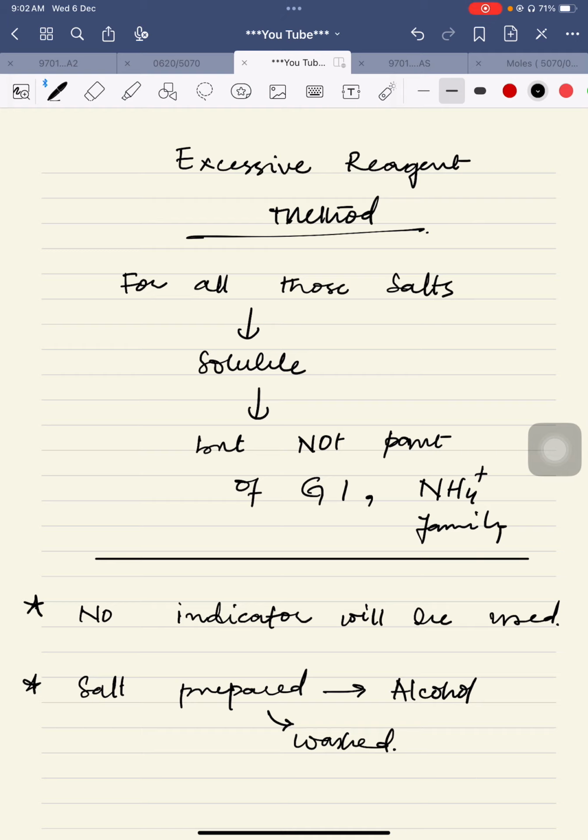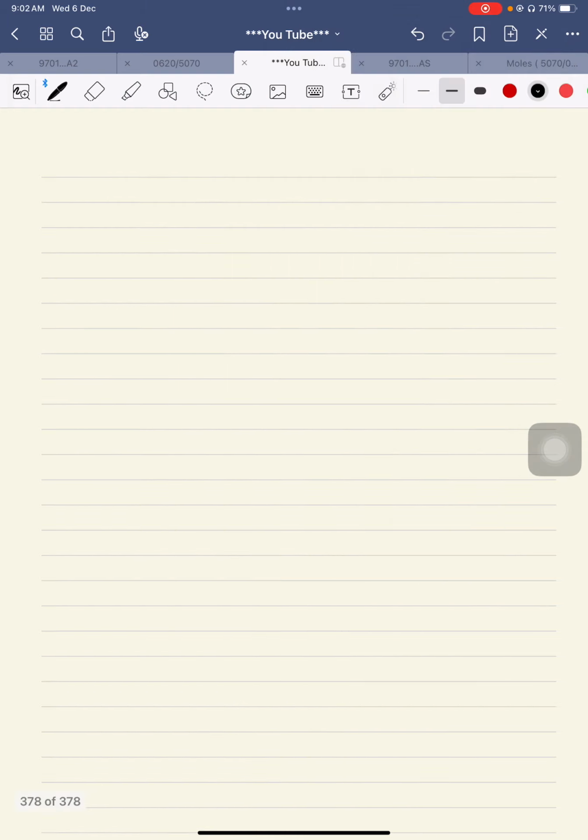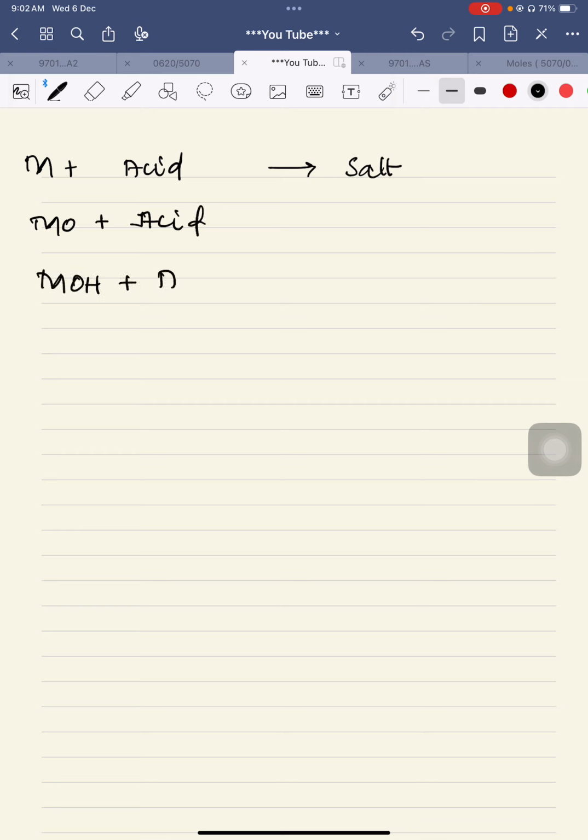Now I'm changing the page, and I am telling you how you are going to decide which reagent will be in excess. So here the salt is there, and it can be prepared by the reaction of metal with acid, or metal oxide with acid. Number 3 possibility is metal hydroxide with acid, and number 4 possibility is metal carbonate with acid. Can we categorize this reaction as neutralization as well? Yes, we can categorize this excessive reagent method as neutralization as well.